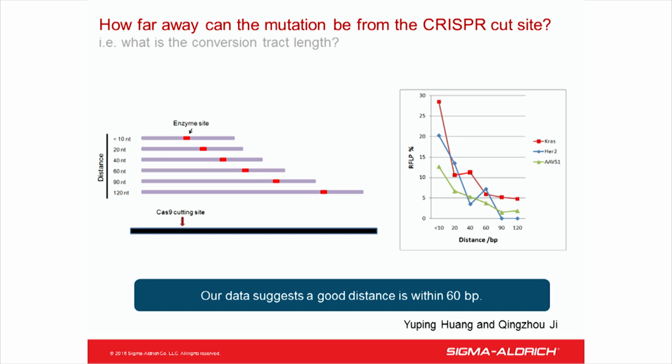Here are 3 different loci where this Hindi3 site was moved progressively away. You can see that once you get over 60 base pairs, you're really dropping significantly the amount of integration that you're getting. So our general recommendation is that whatever SNP or change you're making is within 60 base pairs of the cut site. You may be able to go out to 90, you may be able to get away with it, but in general what we recommend to people is around 60 or so.